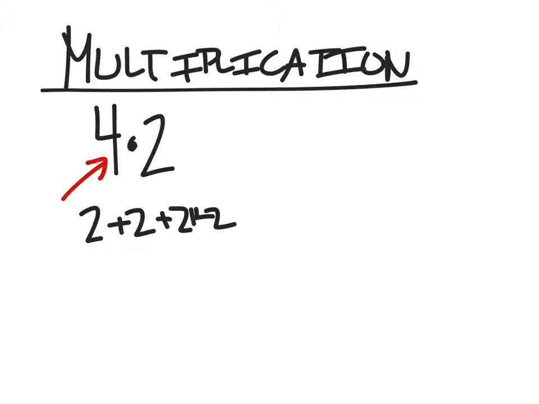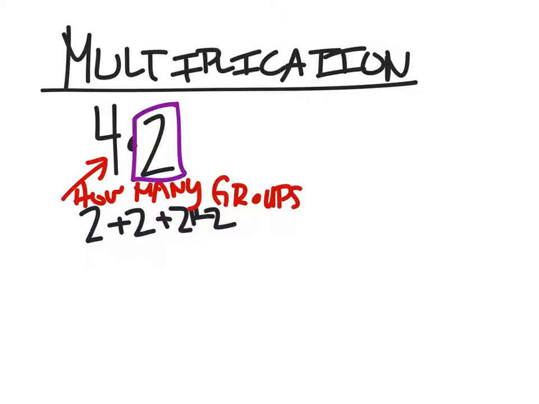The first number right here tells us how many, usually they say groups, how many groups of this second number right here. So that'd be how many groups of 2. In this case, 4 groups of 2. So we'd get 2, 4, 6, 8. And we can see that that would be 8.